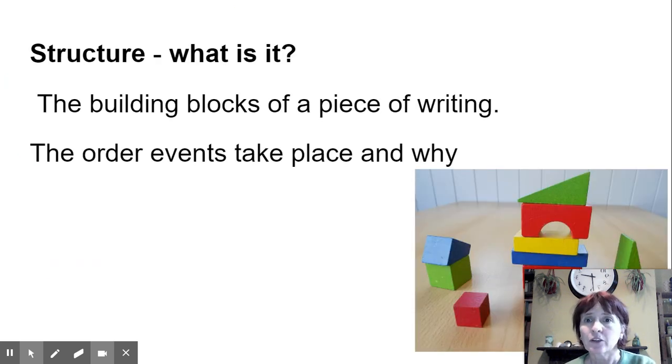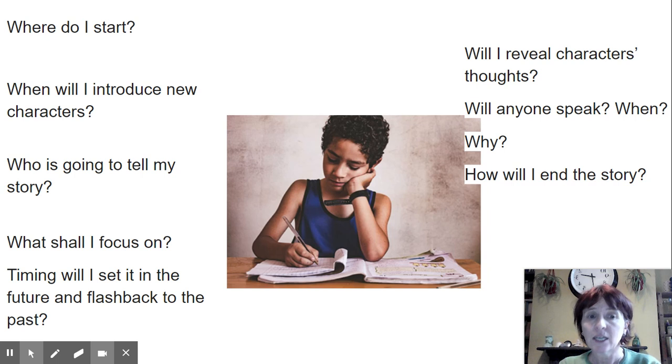Okay. So they were all examples of structural features, which is what we are focusing on in this question. Structure is really the building blocks of a piece of writing. It's the order in which events take place, and why. So why has the writer decided to structure it the way they have? And the why is the important bit. So writers, when they begin writing, have a lot of choices to make. Where to start? Will they introduce any characters? Who's going to tell the story? What are they going to focus on? What are they going to look at?